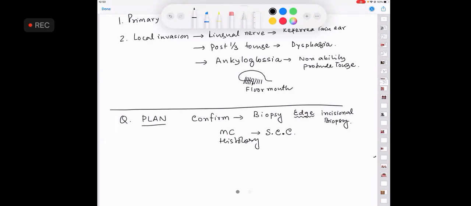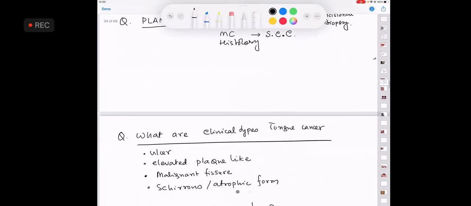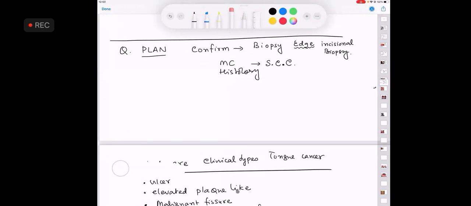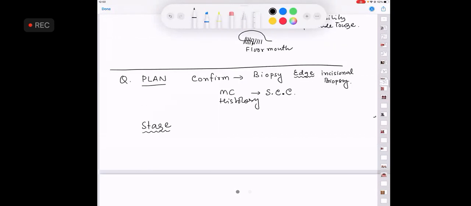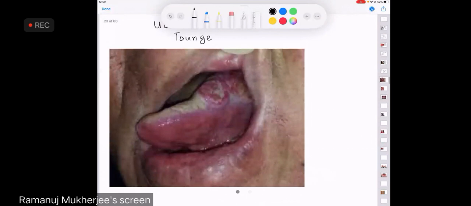Yes, sir. So this is all done. Now, after this is done, the next part is, I would like to assess the local spread. You have already done the local spread assessment. I would like to stage the disease. Remember in the clinical part I told you, this is the primary disease. So this is the ulcer.